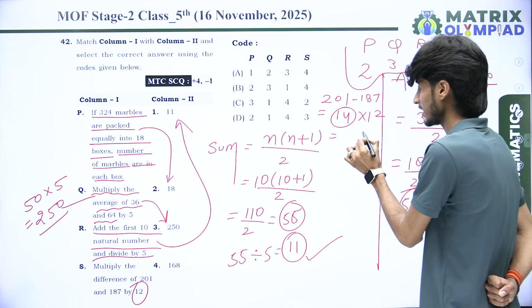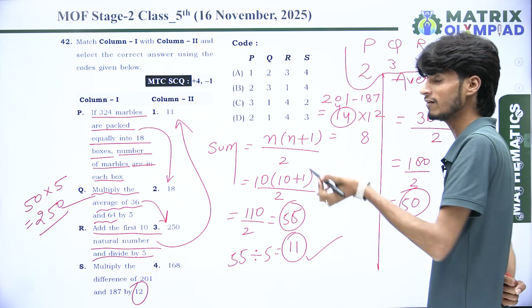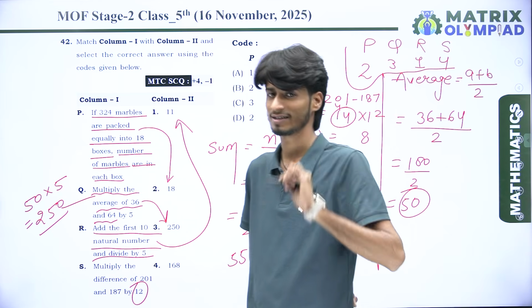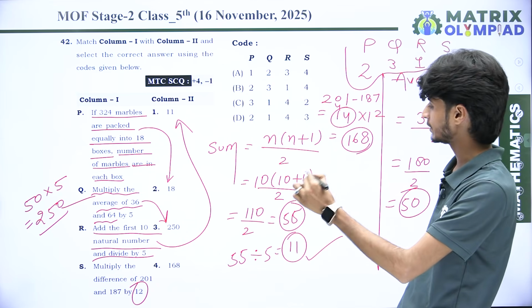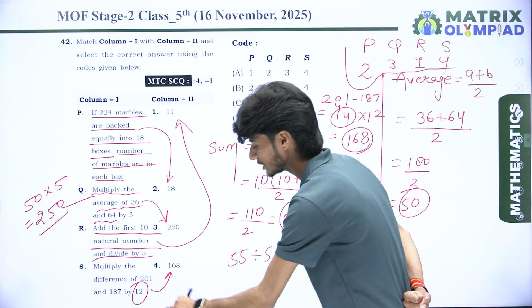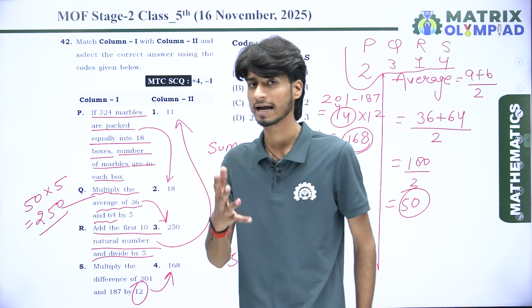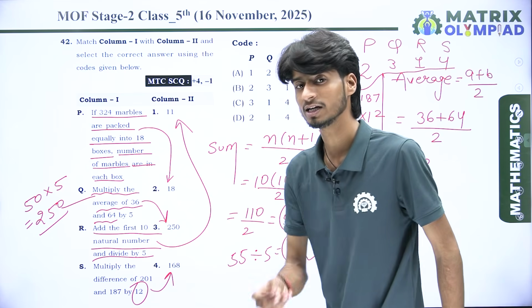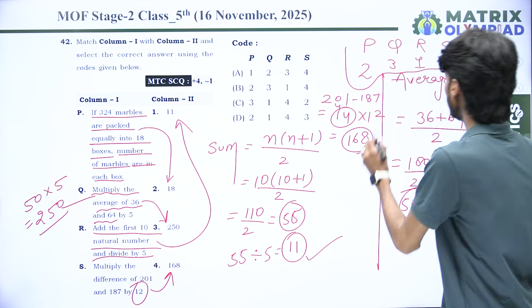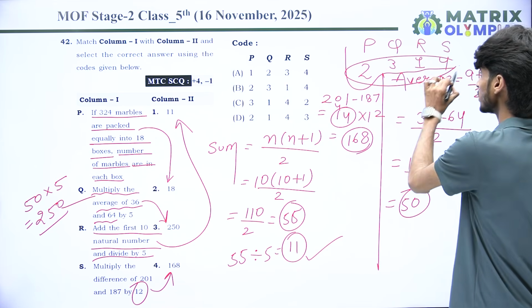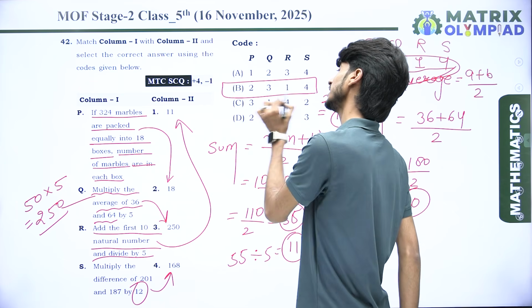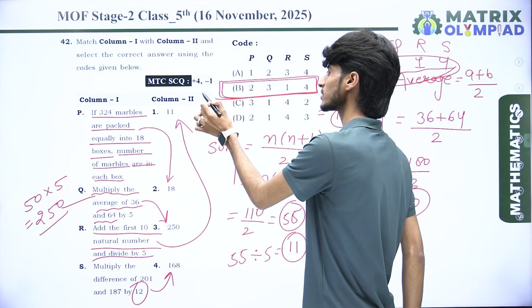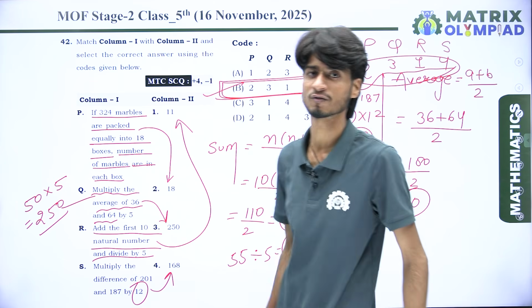Then the unit digit is 8. Carry goes to 4. 12 ones are 12. 12 and 4 is 16. Then the product of 14 and 12 is equal to 168, which is represented in the option, point 4. That means point S meets with point 4. So the final answer is 2314, which is represented in option B. So option B is the correct answer for question number 42.